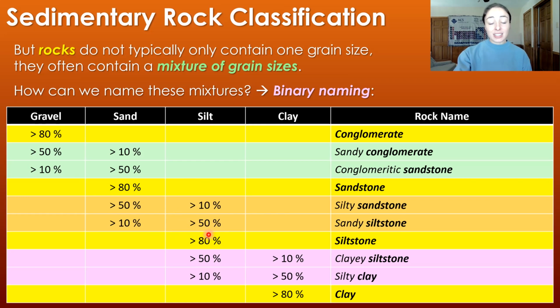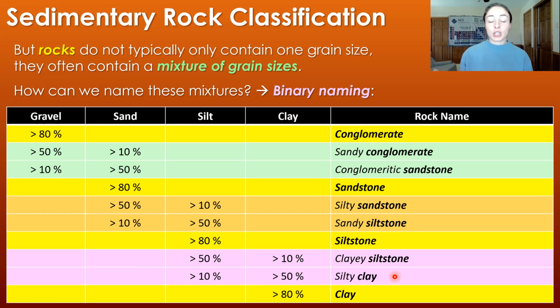If it is mostly silt and contains over 10% sand, you can call it sandy siltstone. If it's over 80% silt grain sizes, it is siltstone. And you can probably see where we're going with this. If it has over 10% clay, but is mostly silt, it is clay siltstone. If it has over 10% silt, but is mostly clay, it is silty clay or silty claystone or silty mudstone or silty shale.